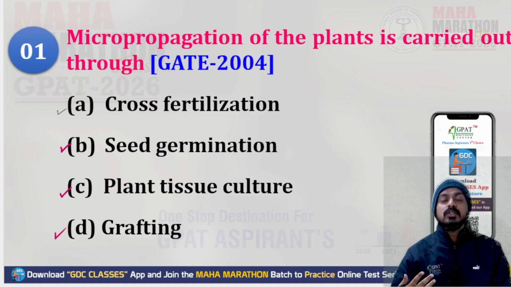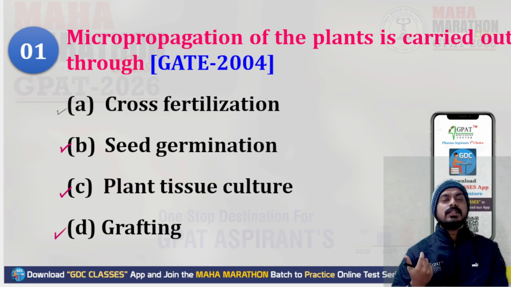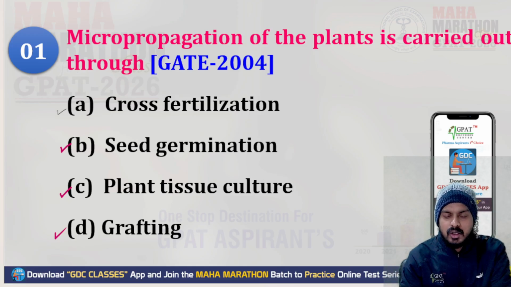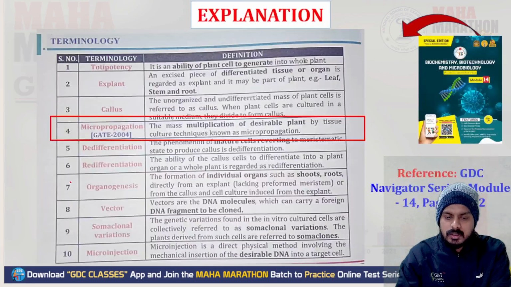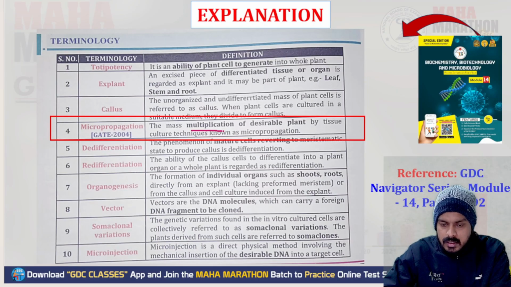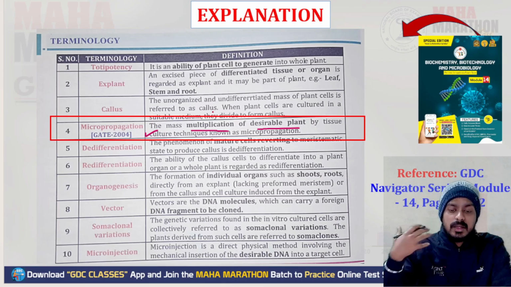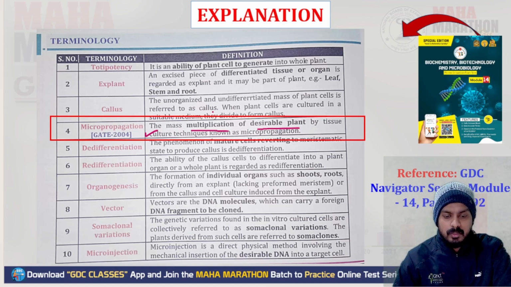So what is micropropagation? It is a plant tissue culture technique where you basically manipulate certain genes inside the plant. That is what is called micropropagation. So the correct answer is option C, plant tissue culture. Micropropagation is the mass multiplication of a desirable plant by culture technique. After this manipulation, your plant will multiply in a very mass number.